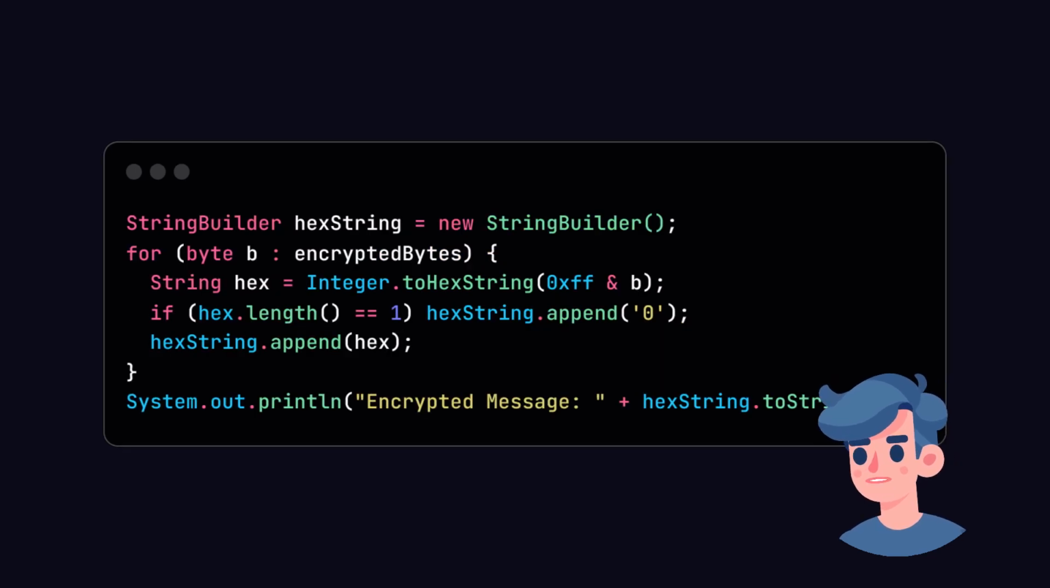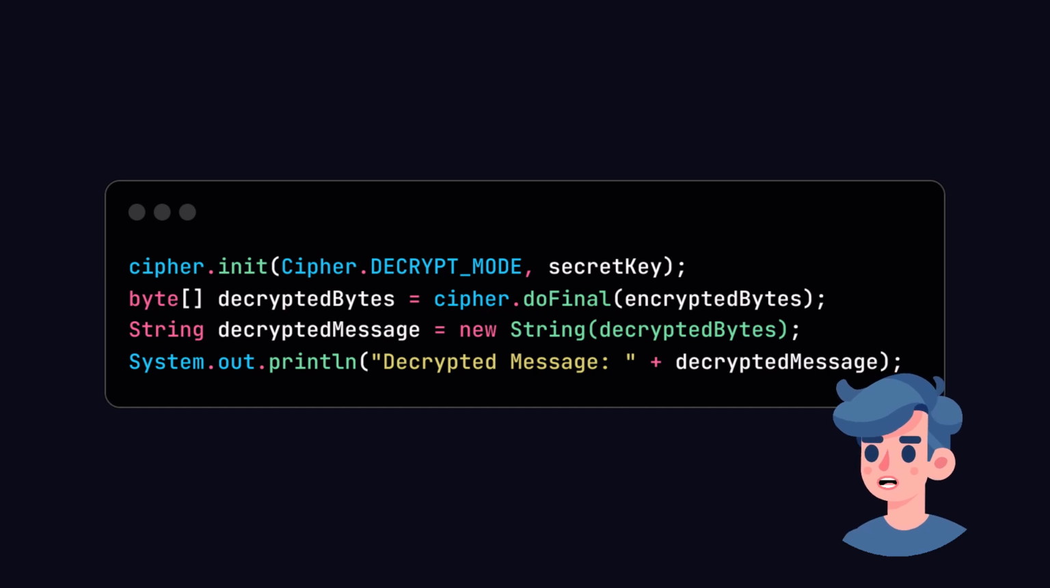Now the data is encrypted, and we can see the byte array of the encrypted message. Let's print that out in a readable format by converting those bytes into a hexadecimal string. So, we have the encrypted message in the hexadecimal format.